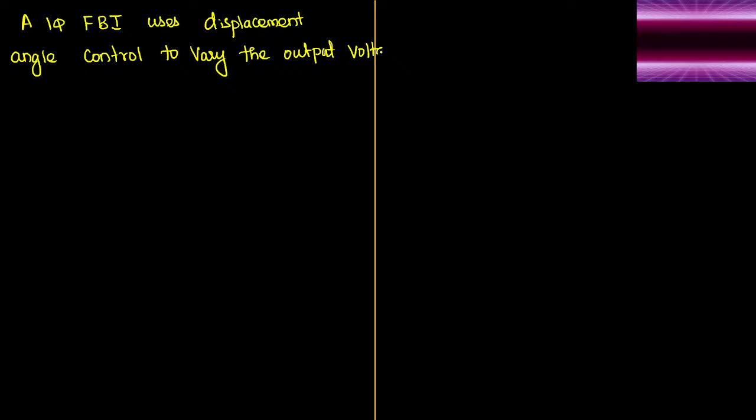It uses displacement angle control to vary the output voltage. Here we are using displacement angle control to vary the output voltage.